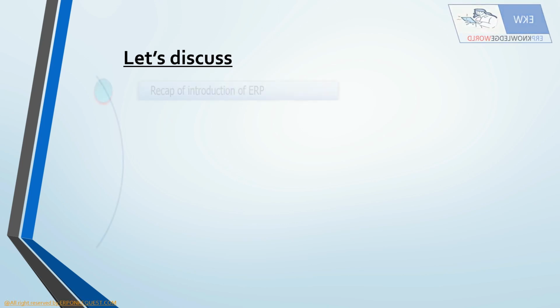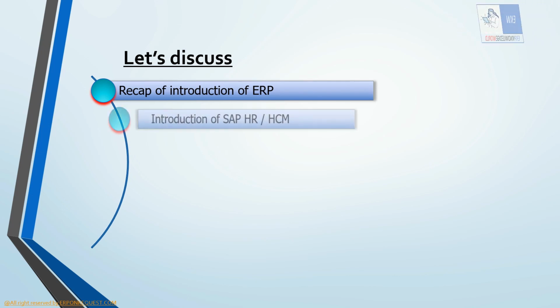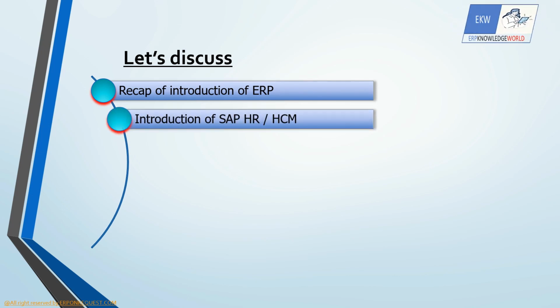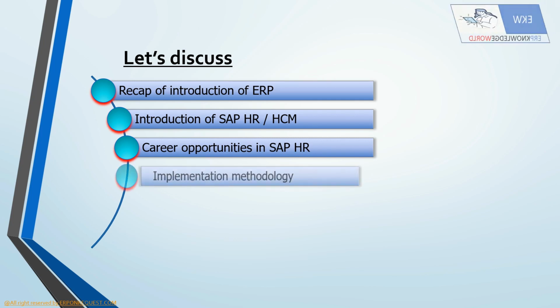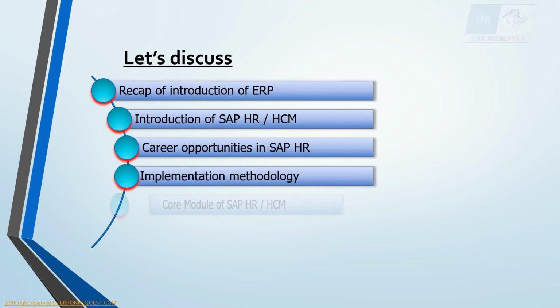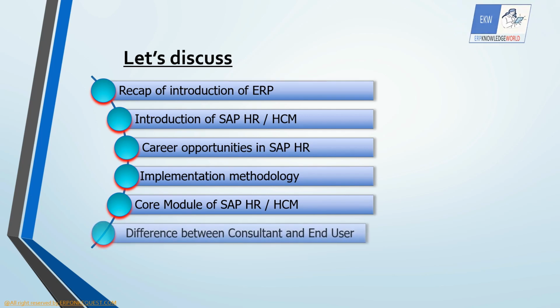So we are going to discuss the recap of the introduction of ERP and what we have discussed, and then we will go for the introduction of SAP HR or HCM. Then we will see, as I mentioned, the career opportunities in SAP HR. Then we will see the implementation methodology. Then we will look at the SAP HCM core modules which we are using. And then we can see the difference between the consultant and end user. So let's move to the next.